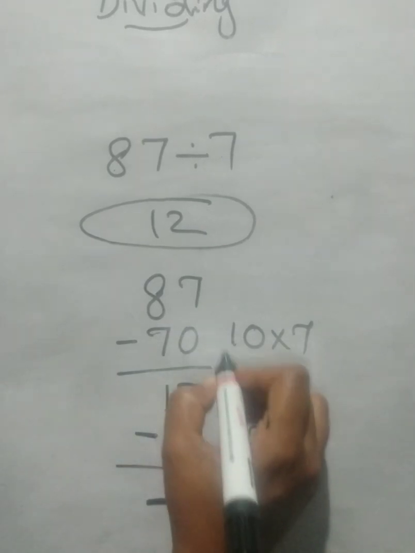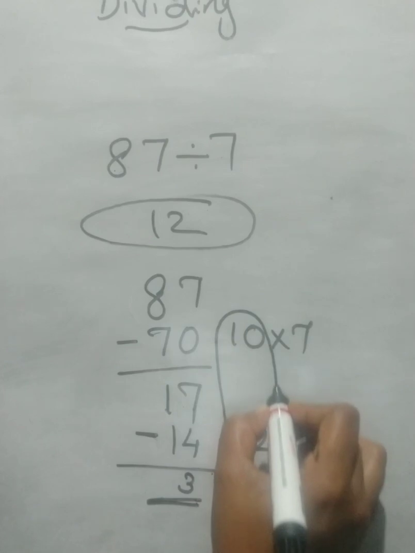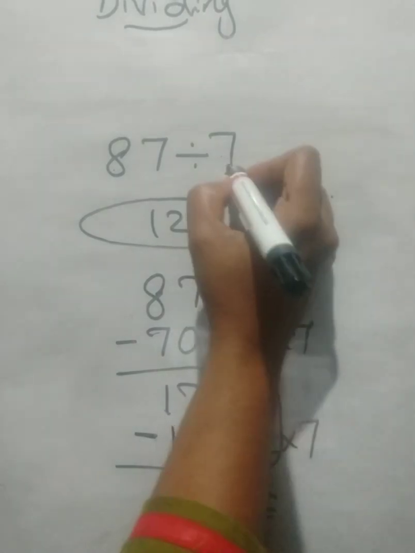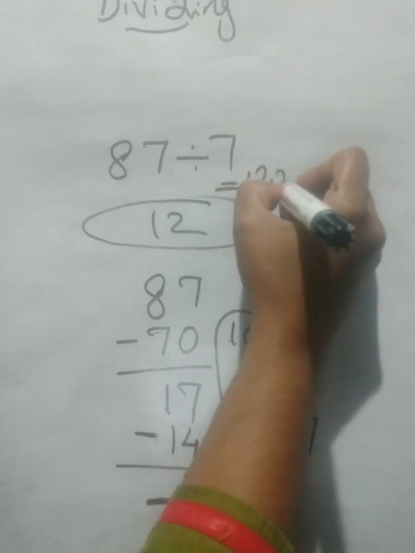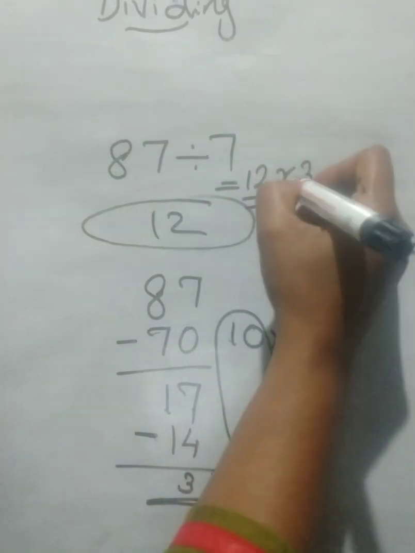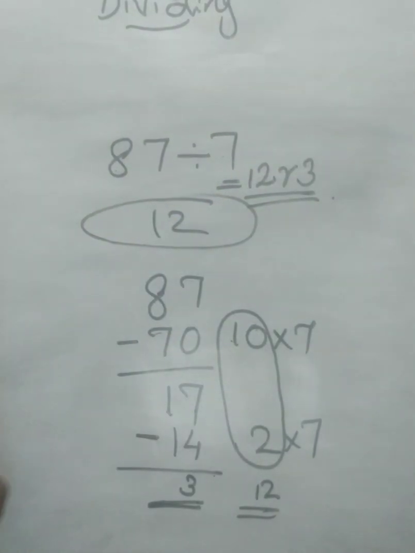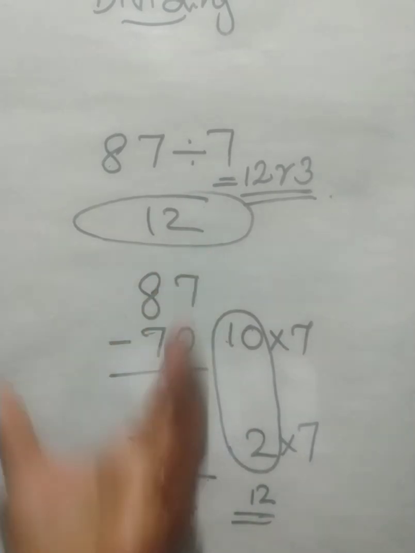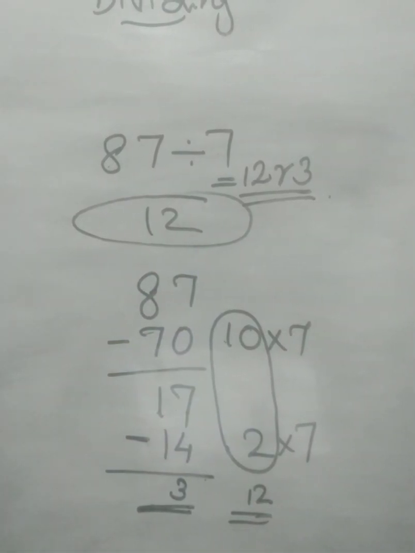Then how many are there? This 10 and 2. 10 plus 2, 12. So, we can write 12 remainder 3 is the actual answer. 12 is the estimation. Okay, children. We can do some works related with our division. Okay. Let us try.